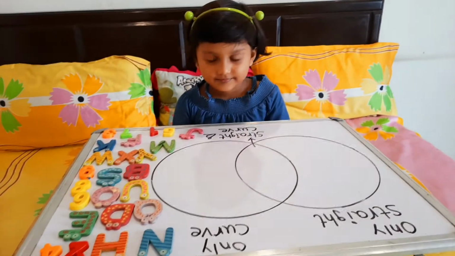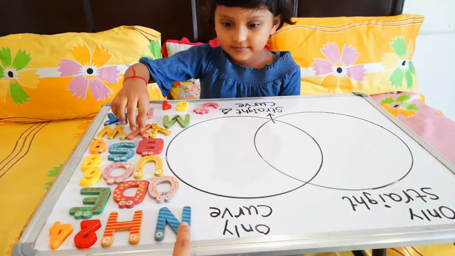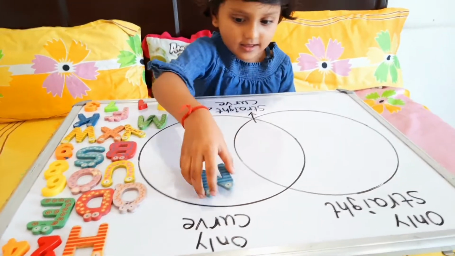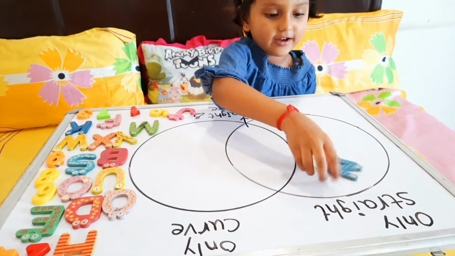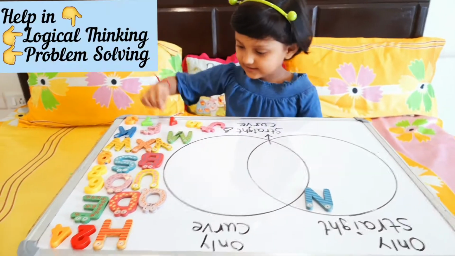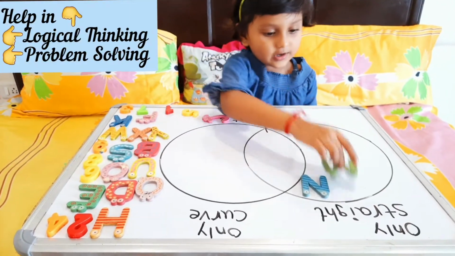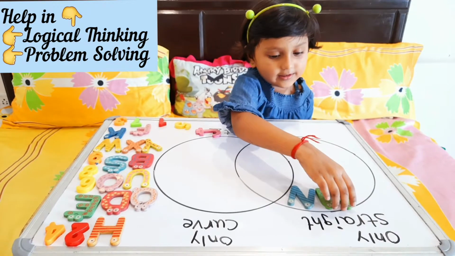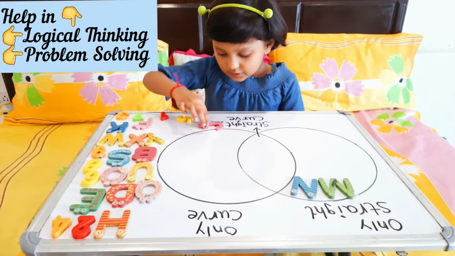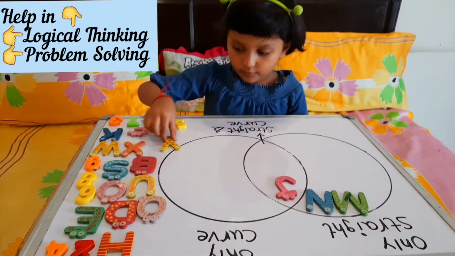Yes, let's start. So first this letter N. Where will it go? It's a line, so it will go here. It will go only in straight. Yes. Okay. And this one is also straight and will go with this. Good. So J is next.